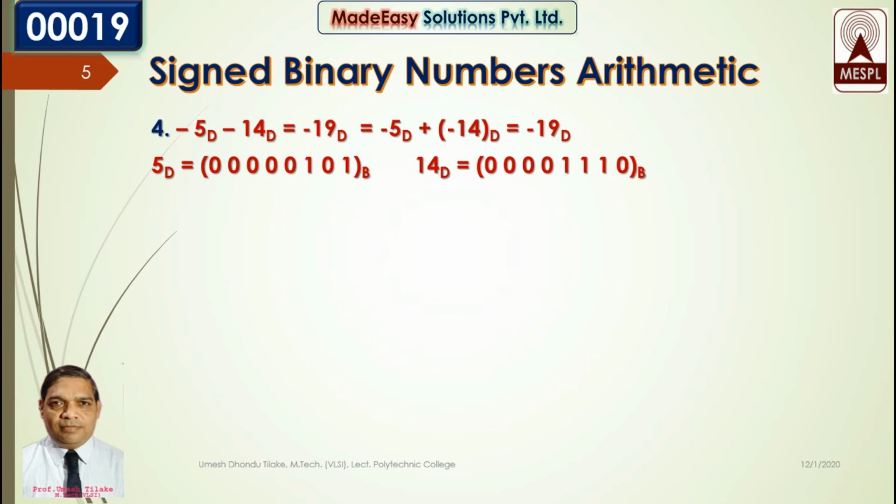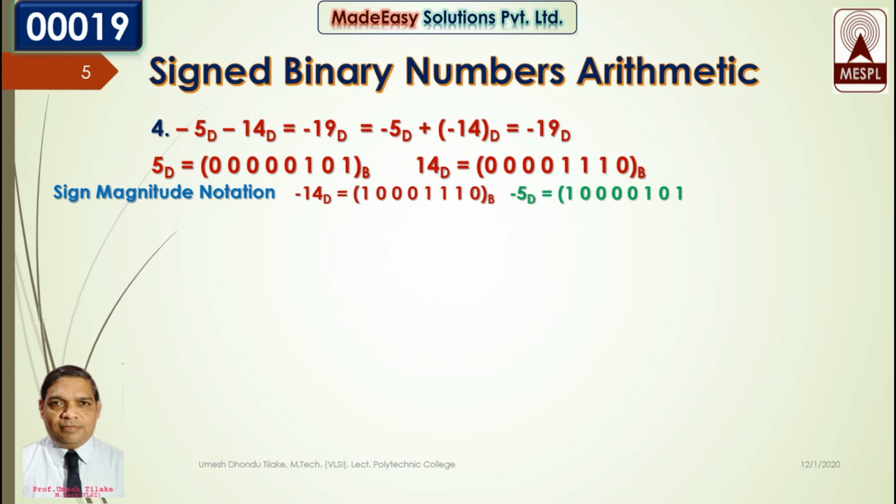So first we will represent them using sign magnitude notation. So only this bit will change to 1. Only this bit will change to 1. So sign magnitude notation of 14 is 1 0 0 0 1 1 1 0 and that of 5 is 1 0 0 0 0 1 0 1.